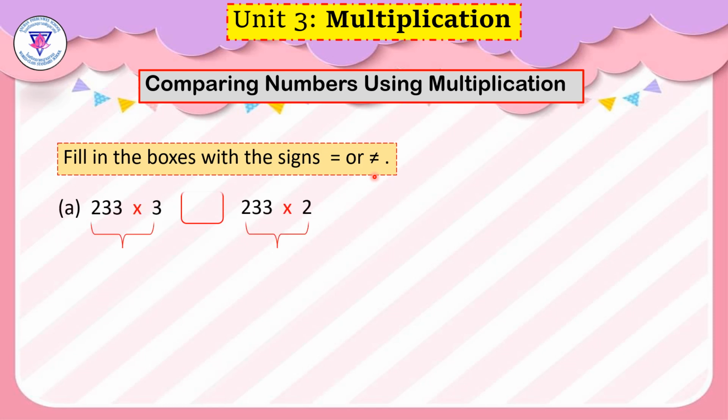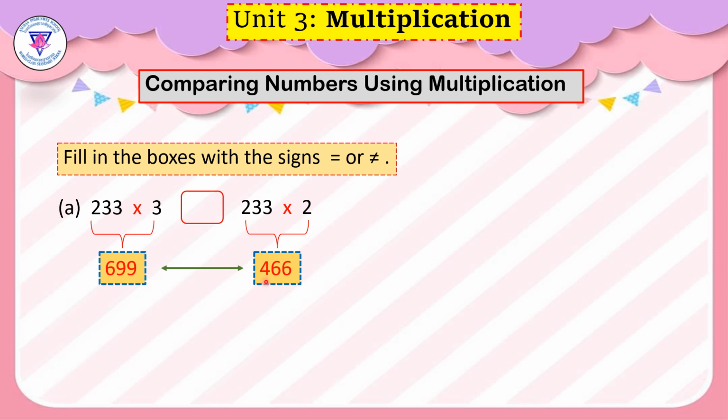Let's try example number 1. So the given number is 233 multiplied by 3 compared to 233 multiplied by 2. So what is the answer here? Okay, so we have 699. And then the other one is 466. So if you are going to compare this number, the first digit is 6, right?